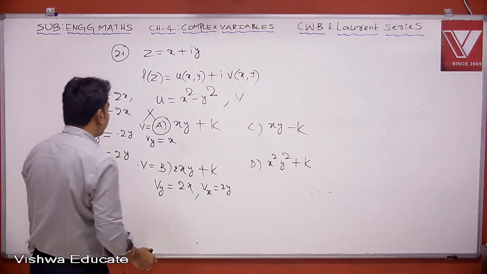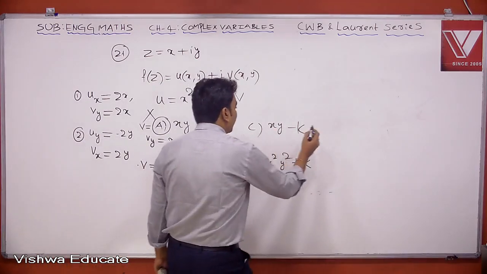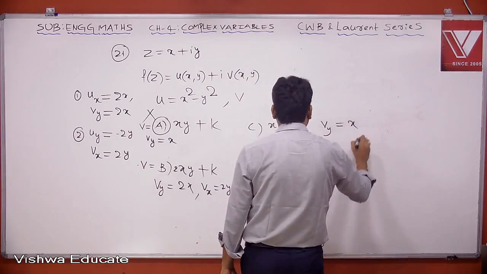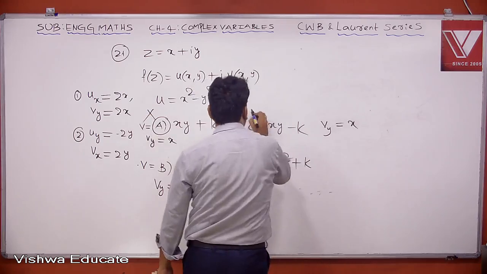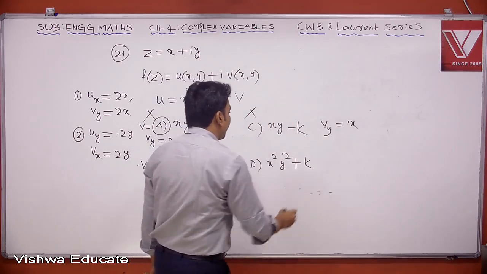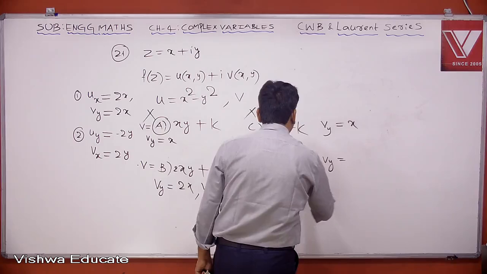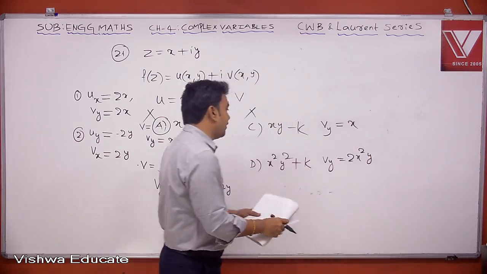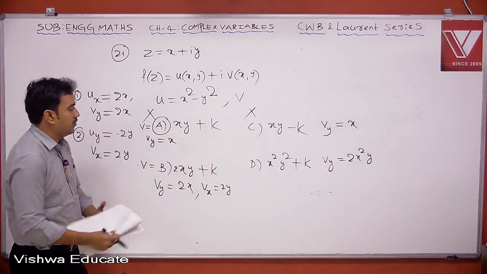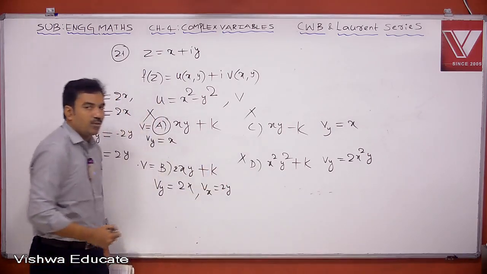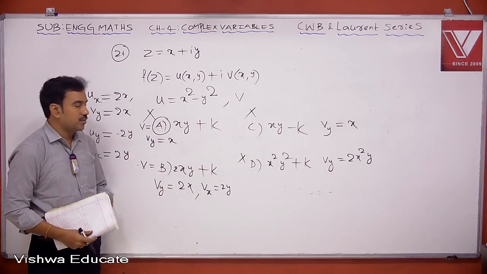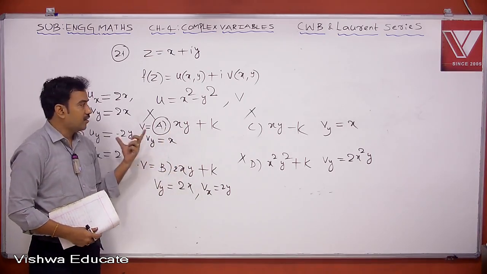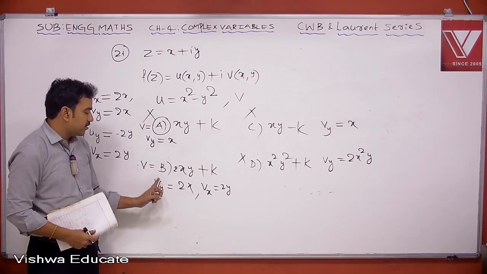Now when you go to option C, in this case Vy equals, this is x only, but Vy must be 2x, so it fails. Eliminate C. In case of D, Vy is, for example, 2x square y. So Vy must be 2x. Therefore option D also does not satisfy the first CR equation. So options A, C and D do not satisfy the CR equations. Therefore option B is the right answer.